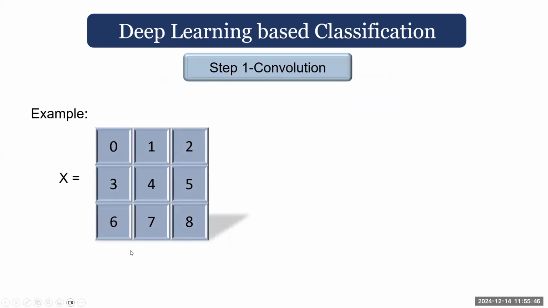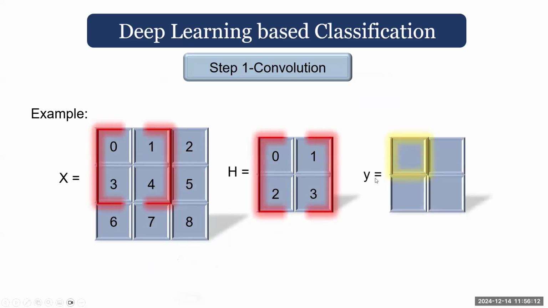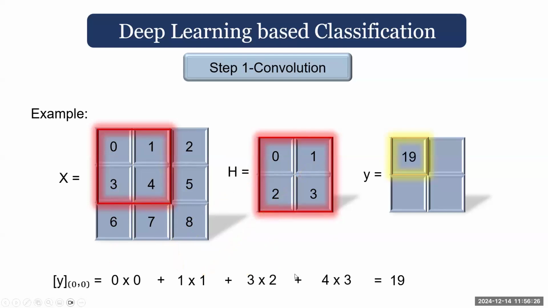Let us consider an image and a small matrix for it. In this case, it is 3 cross 3, which indicates you have 3 rows and 3 columns. Now, this particular matrix goes through a feature extractor or a kernel. In this case, we have a 2 cross 2 kernel with values, say 0, 1, 2, 3, and a convolution operation is done between this X and H. What exactly is this convolution operation? Here you can see this 0 is multiplied with this 0, plus next this 1 is multiplied with this 1, plus, so pixel by pixel multiplication is done, and you get the final value.